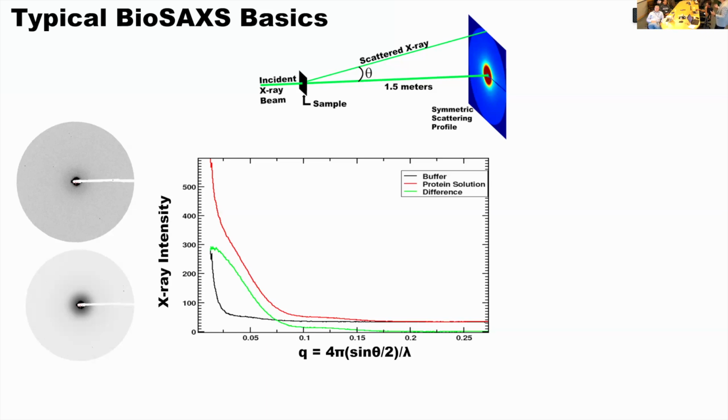If you guys have run it, you guys have experienced it. You bring a sample, some small volume, 30 microliters, or you have it going through an SEC elution. You place that in front of a very bright beam, and the sample will scatter, generating a circularly symmetric image.